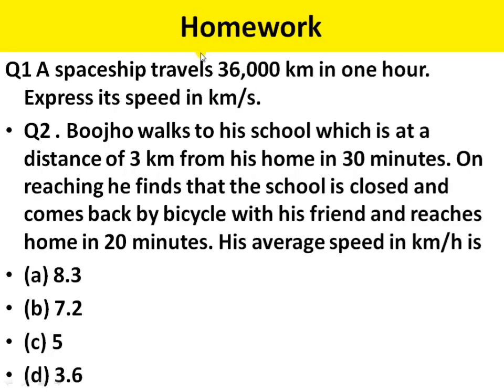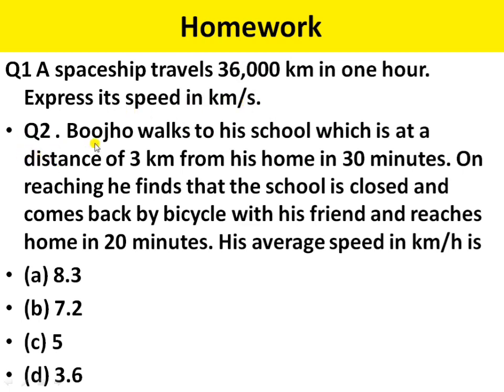The homework of today's lecture. Question number 1: a spaceship travels 36,000 kilometers in 1 hour. You have to express its speed in kilometers per second. So you have to find the speed here. The formula of speed is distance upon time. And one more thing, the answer will be in kilometers per second, not kilometers per hour, so you have to change the hour into seconds.